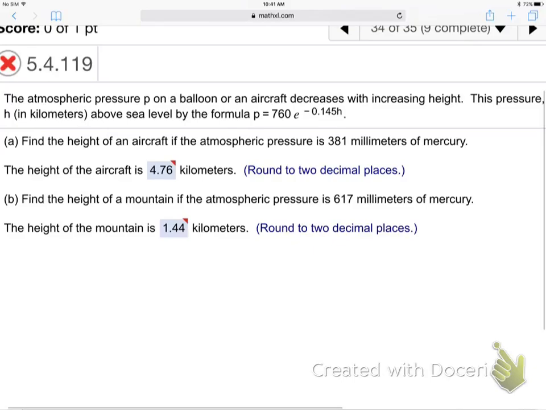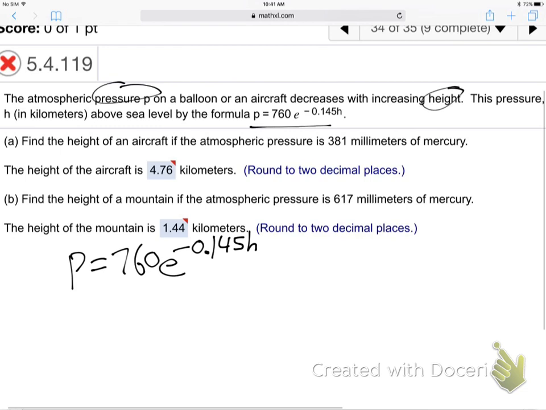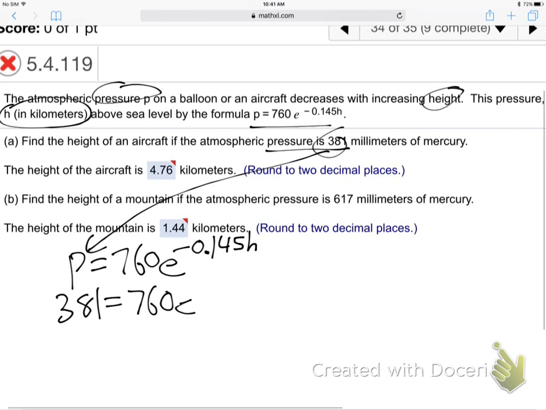Okay, so they give me this formula here. I don't need to read all those words. They give me this formula, 760 e to the minus 0.145h. In most word problems, all you really need to know is what the letters represent. Right here, P is pressure, and H is height. So they go blah, blah, blah, pressure 381. That means put that in for the P. That's all I really need to know from the words.